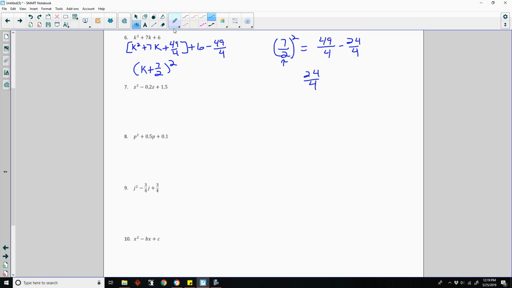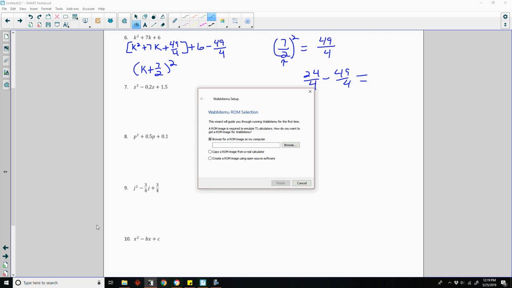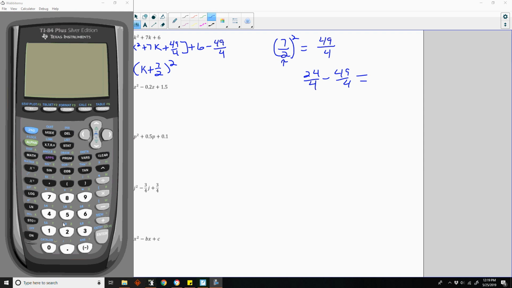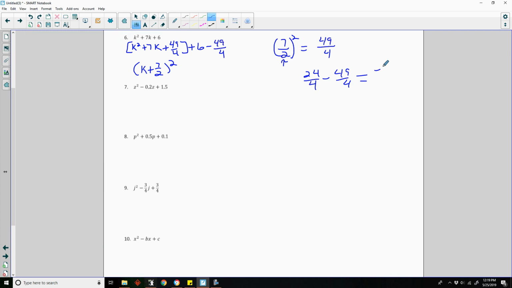Now I can take 49/4 minus 24/4. Is that right? No, it's the other way around. We are taking 6, which is 24/4, minus 49 over 4. And that's going to equal 24 minus 49. Okay, I'm just going to be careful here. Use a calculator. 24 minus 49 equals a negative 25. So it's going to be negative 25 over 4. So this is minus 25 over 4. So this is our answer.